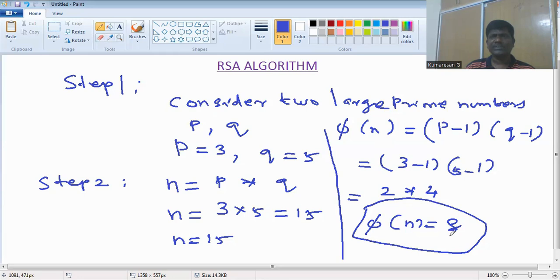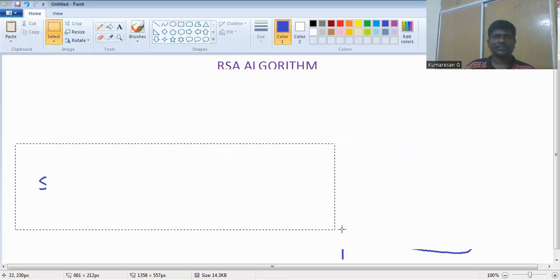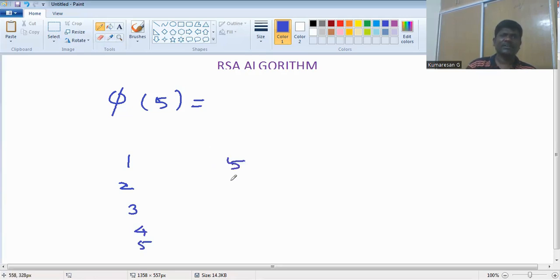Okay. Now what will we do? We need to understand why they are always subtracting 1. Okay, so let's see the reason. Suppose I want to find out the pi of n value. Let us take pi of 5. I want to find the quotient value of 5. What is the quotient value of 5? For example, we take 1, 2, 3, 4, and 5. Now we need to find the dividing factor of 5.